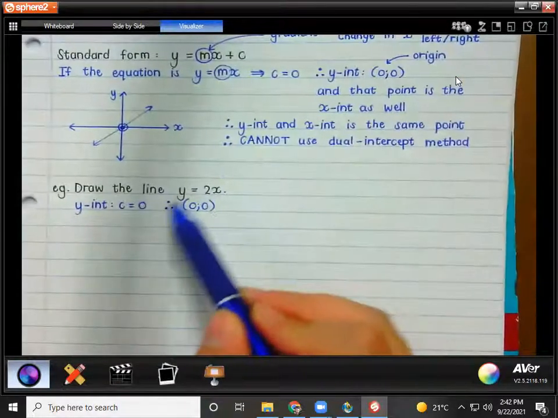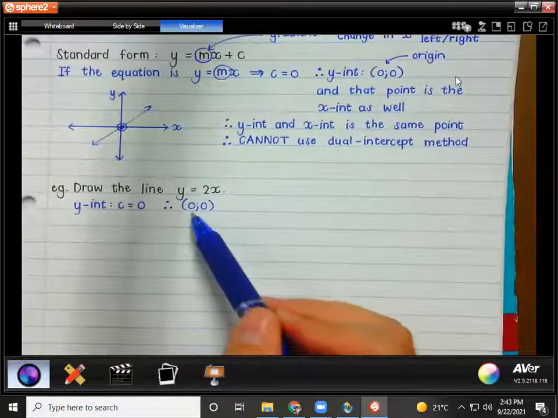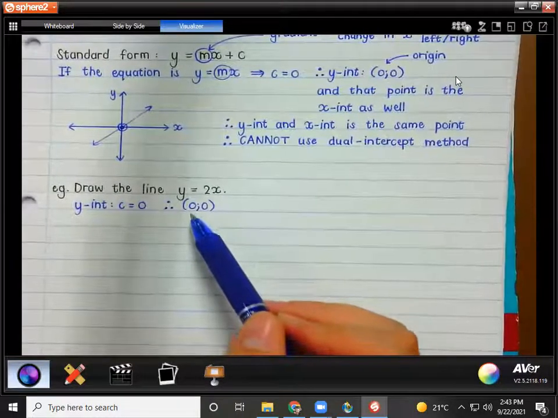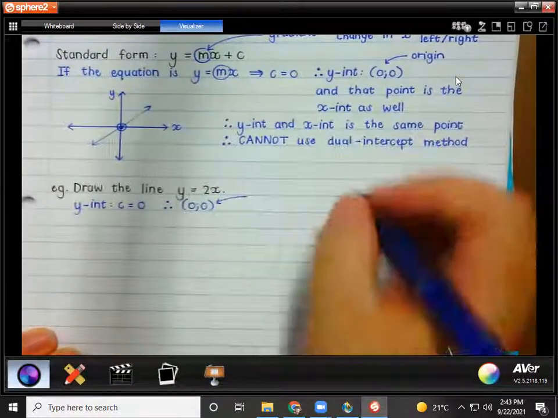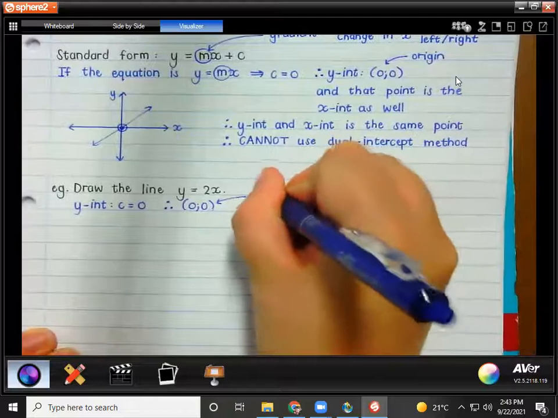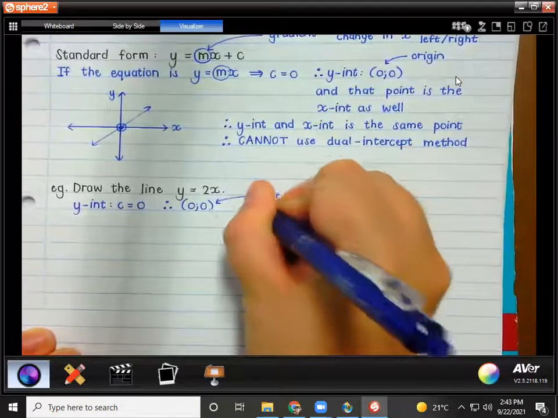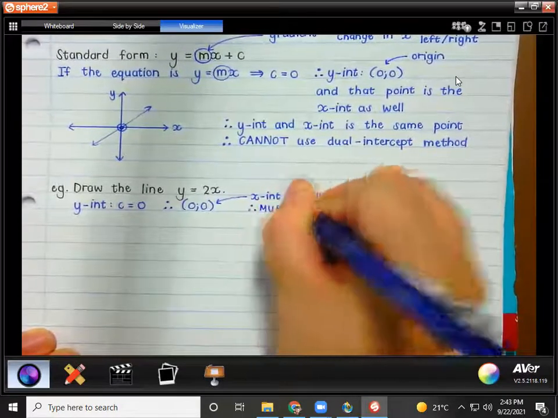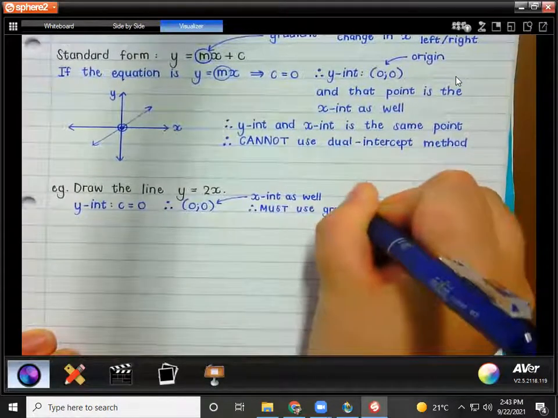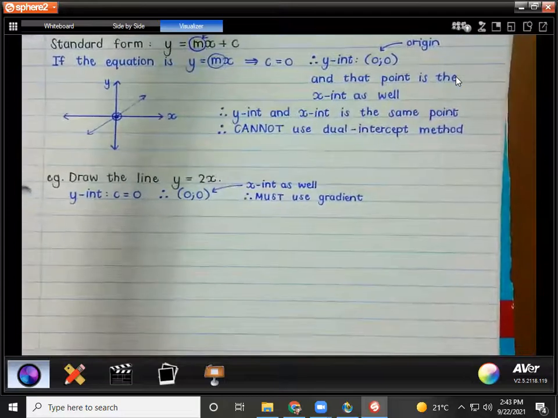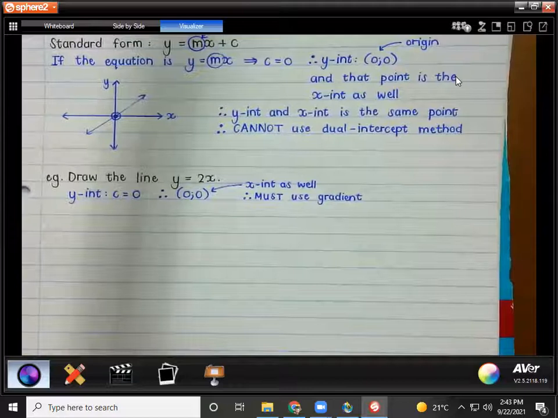Now we see, okay, this is the origin. That means that this is my x-intercept as well. You're going to have to remember that. Okay, they're not going to tell you that. You're going to have to memorize that. So as soon as you see 0, 0 is your y-intercept, this is the x-intercept as well. Therefore, must use gradient. Okay, that you're going to have to remember, guys. If your y-intercept is the origin, 0, 0, then you're going to have to use the gradient.